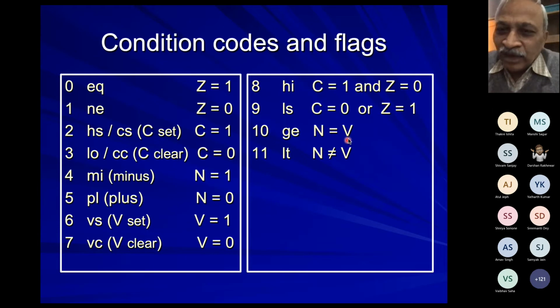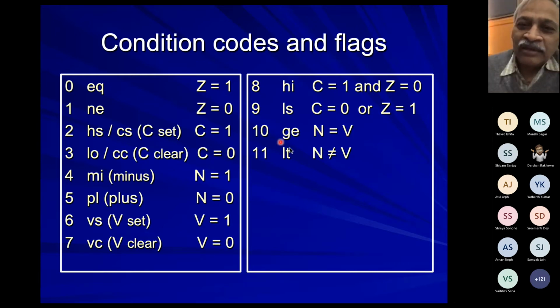On the other hand, if V is 1, that means overflow has occurred. Then, when overflow occurs, the sign of the result becomes opposite. If V is 1 and N is 1, it will indicate the same condition, that OP1 is greater than equal to OP2.